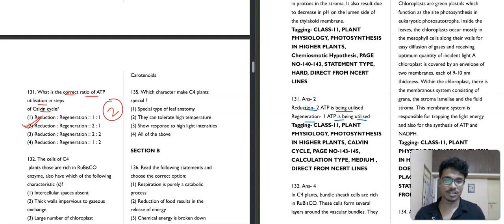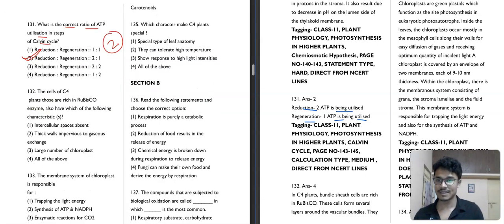Okay. Then question number 132. It is saying that the cells of C4 plants are rich in Rubisco enzyme and also have the following characteristic. Intercellular spaces are absent in C4 plants. Kranz anatomy they have. Thick walls impervious to gaseous exchange, correct. Large number of chloroplasts is also correct. So all of these are correct. So the fourth option will be our correct answer.